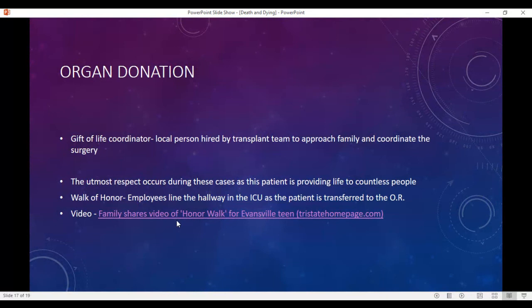So at most facilities that do organ retrievals, they have what's called a walk of honor, where employees line the hallway in the ICU as the patient is transferred to the OR. At St. Al's, we don't do this yet. It's kind of a new thing, maybe created in the last 5 years. I know that St. Luke's does it. It was on the news for St. Luke's maybe 6-8 months ago. So anyways, I want to share this video with you.